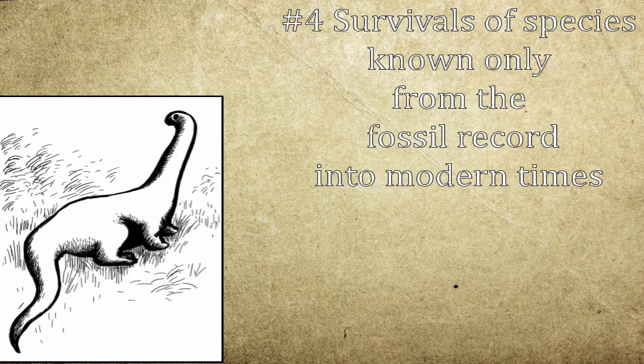Survivals of species known only from the fossil record into modern times, or living fossils. These are animals that were scientifically proven to exist, but are only known to exist through the fossil record, and are thought to have been extinct since humanity's origin, usually long before. The Mokele Mbembe, a cryptid reportedly living in Africa that resembles a brontosaurus, is an example of this category.